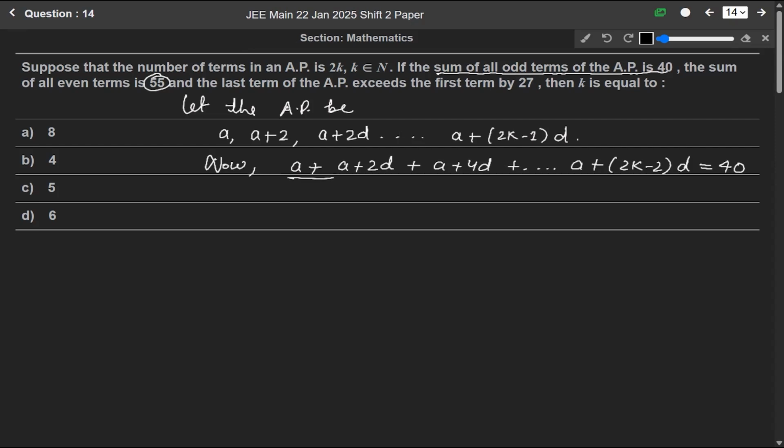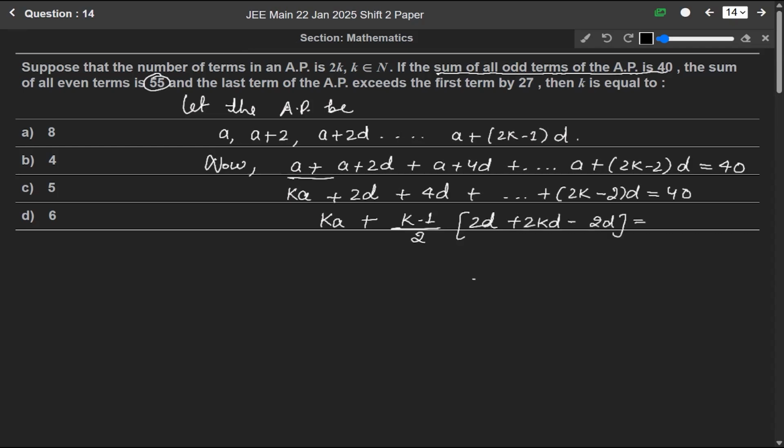So for this odd term, we can write it as like kA plus 2D plus 4D plus 2k minus 2D equals to 40. So when we solve it, we can write it as kA plus k minus 1 over 2. It will be 2D plus 2kD minus 2D. It will be equals to 40. So kA plus k minus 1 into D will be equals to 40 here. Let us say this is equation number 1.